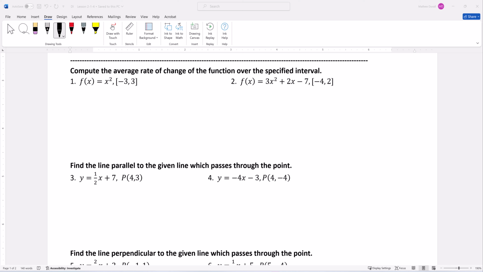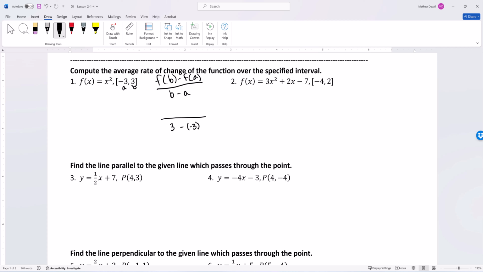Going over 214, it says compute the average rate of change of the function over the specific interval. So average rate of change is f of b minus f of a all over b minus a. Well, this is your a, this is your b. Okay, so I already have the bottom, right? That's going to be 3 minus negative 3.